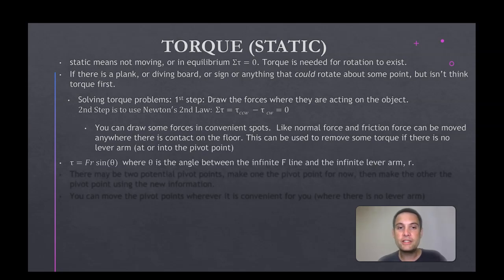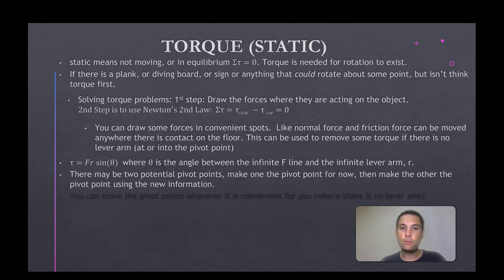Tau equals F r sine theta. This is our equation for torque. Probably not going to use this equation, but instead you're going to substitute that into your tau counterclockwise and tau clockwise. Theta here is the angle between the infinite F line and the infinite lever arm, r.